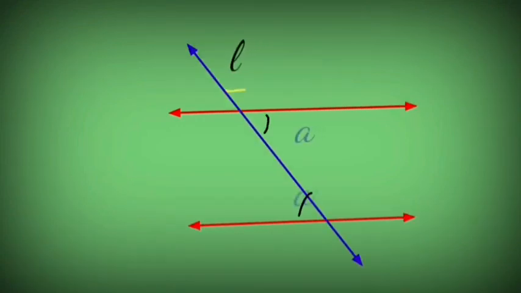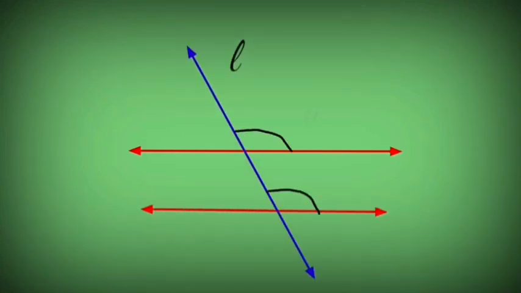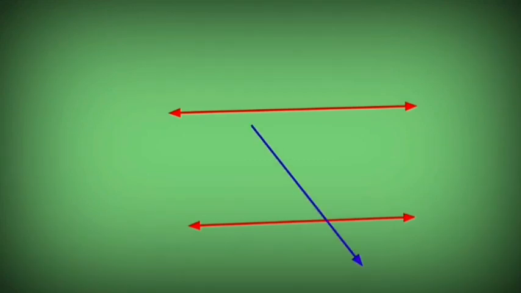In a specific case of a transversal, the alternate angles are equal and the corresponding angles are equal when the given lines are parallel. Here you can see that the corresponding angles are equal when the lines are parallel. Here you can find the alternate angles are equal when the lines are parallel.